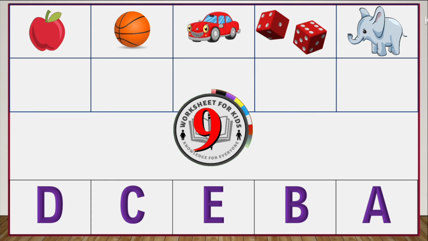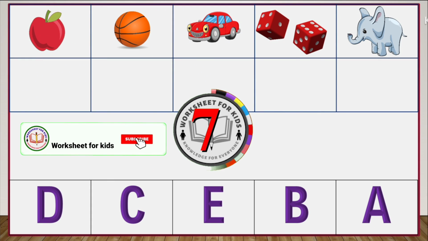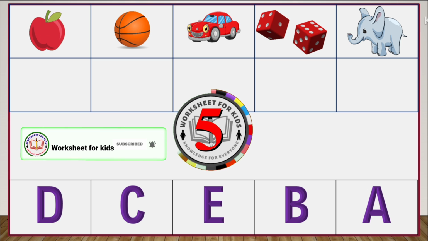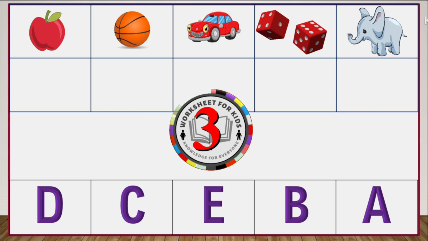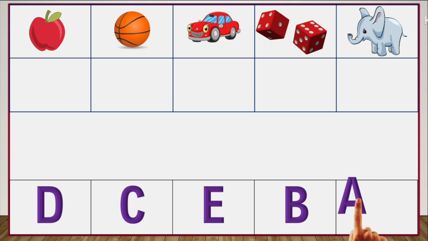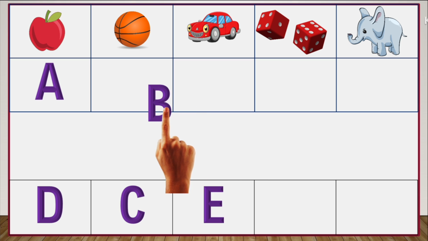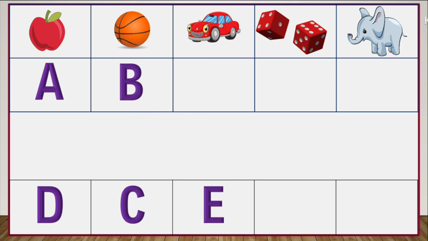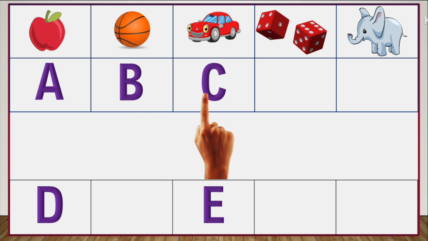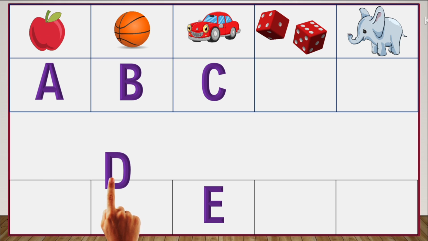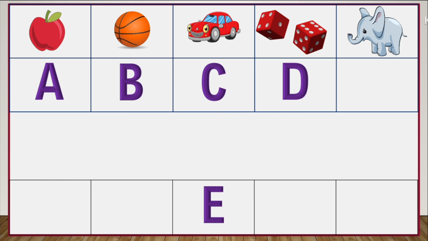10, 9, 8, 7, 6, 5, 4, 3, 2, 1, 0. A for apple. B for ball. C for car. D for dice.